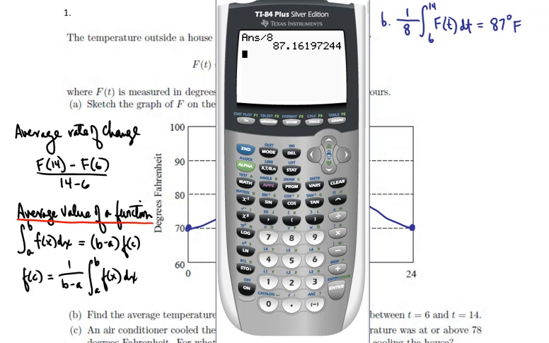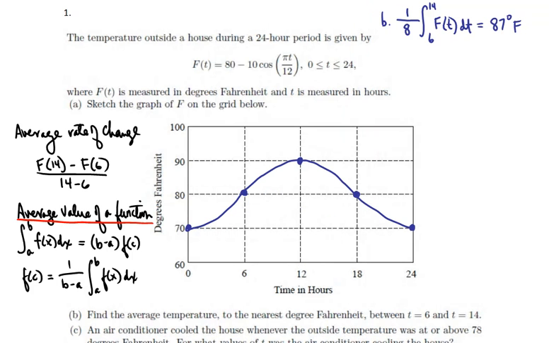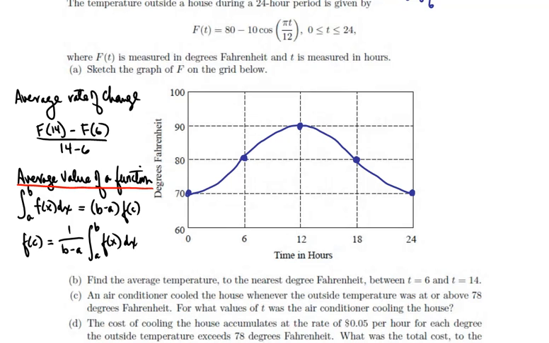Okay, we're going to put the calculator away and go on to part C. I'm going to scroll down a bit for that. Now part C says that an air conditioner cools the house whenever the outside temperature was at or above 78 degrees Fahrenheit. For what values of T was the air conditioner cooling the house? So I draw this red dash line in there for 78, roughly, and what I'm looking for is where the temperature is at or above 78. And it would be at these 2 points here, anywhere in between those 2 points. So I'm going to call those points A and B.